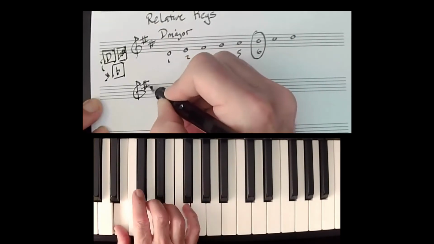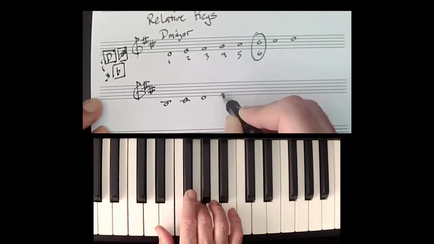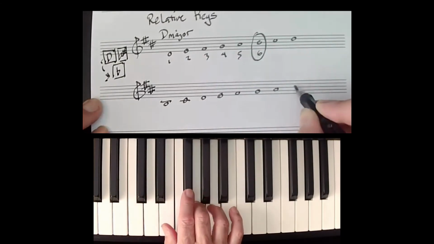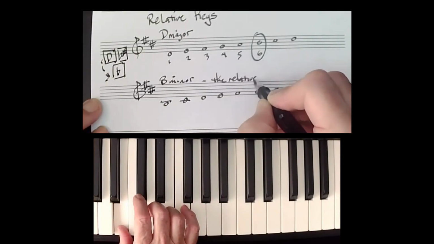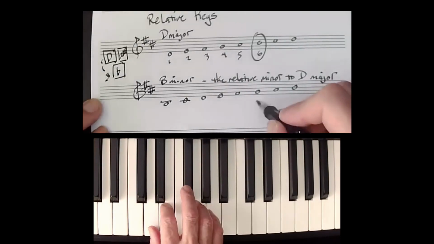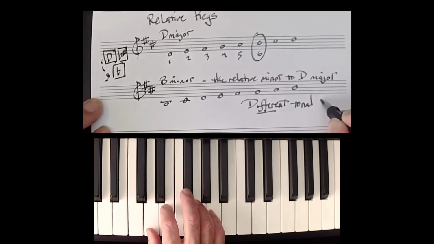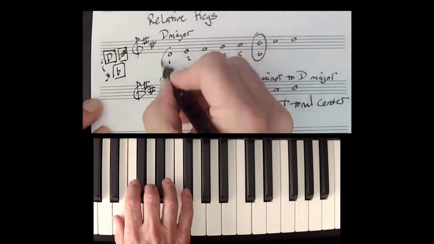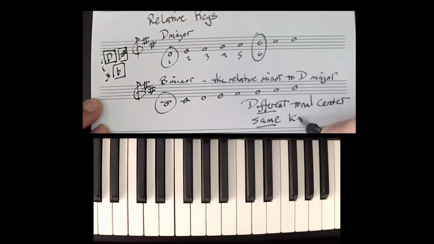So if I play a B minor scale, I'll start on B and use the same key signature that we used for the key of D major, that is two sharps. So with relative keys, D major and B minor, the tonal centers are different, D for D major, B for B minor, but the key signature is the same.